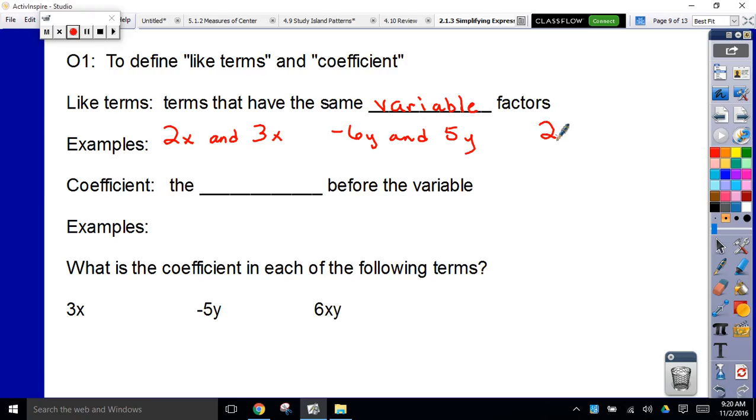Also, like terms can be numbers. So 2 and 3 are like terms because they're terms that don't have any variables. They're called constants. When you see a number without a variable, we call those constants.